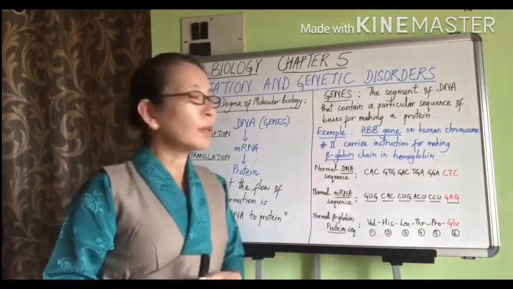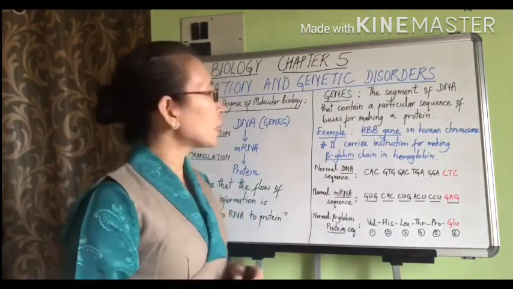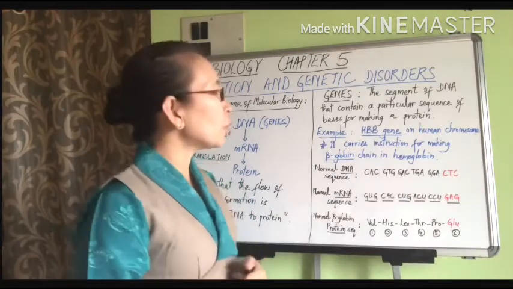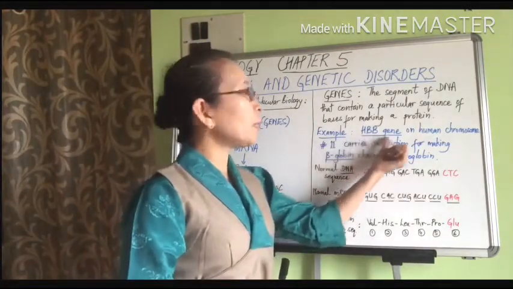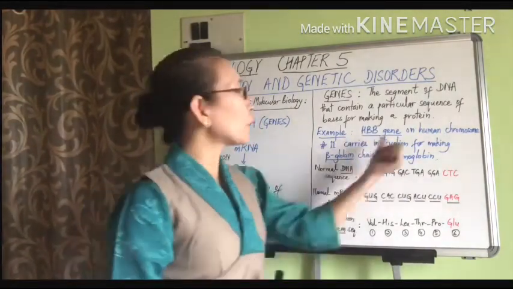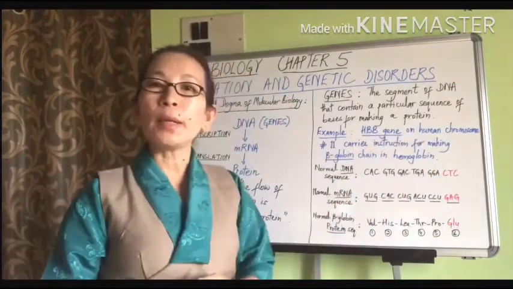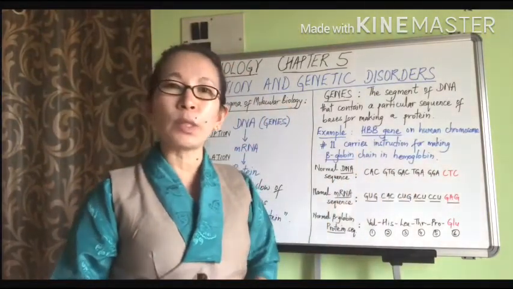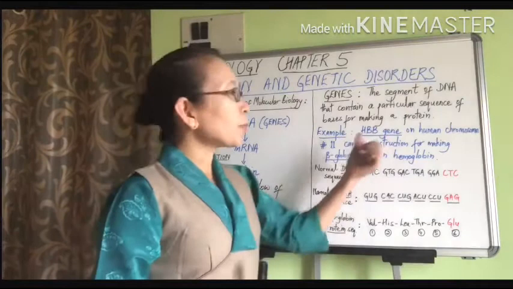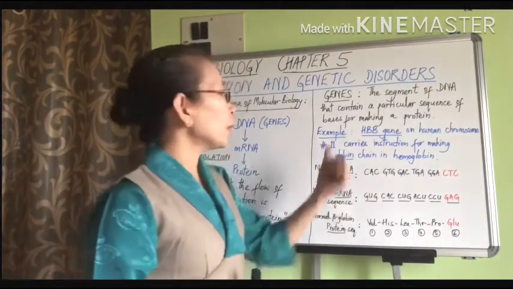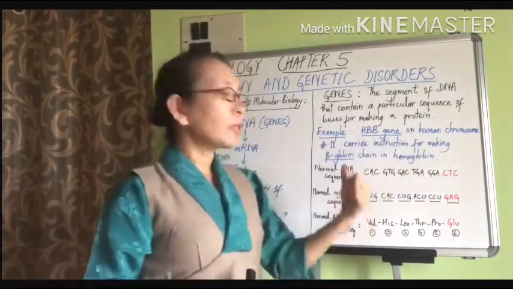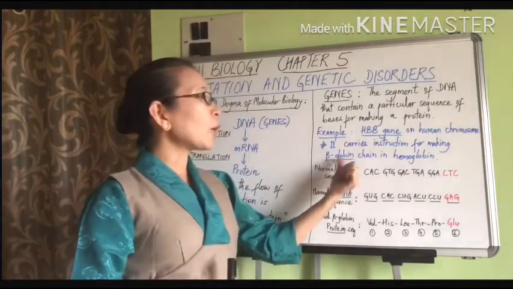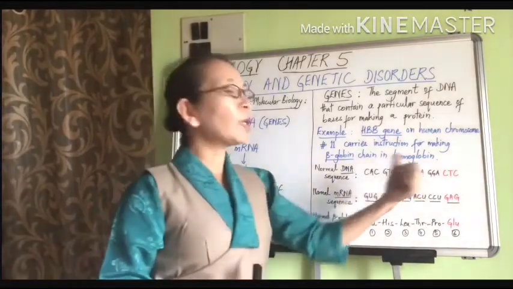Now, to get a better understanding of this, let's take an example. We have a gene known as the HBB gene, and this gene is located on our chromosome number 11, so it is an autosomal gene. The HBB gene is important because it is responsible for making the beta globin chain of hemoglobin.